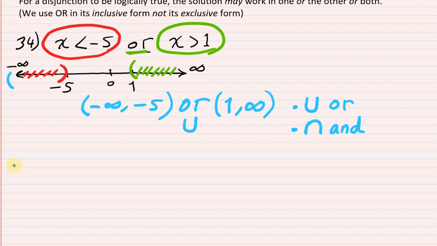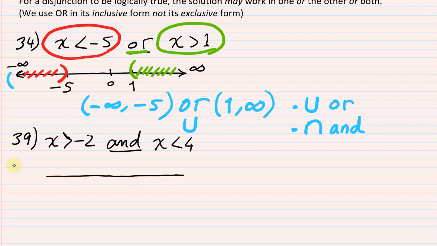Now let's take a look at another one. Let me choose something with the word and. Let's take a look at number 39 here. In exercise number 39, the expression is x is greater than negative 2, and this time we have a conjunction, x less than 4. Because this is an and, the solution must work in both parts on the number line. Okay, so let's see how this is going to shape up.